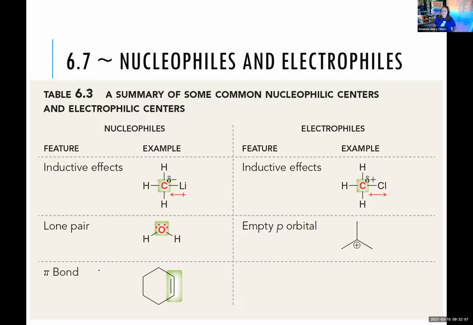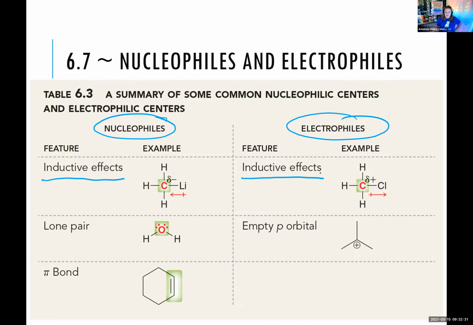This is a nice little summary table from your book looking at nucleophiles and electrophiles and some examples. Under that nucleophile category, we have inductive effects. We used that term when we looked at aryl. It really just means that we have another atom that's affecting it. Notice that word is used in both of them.